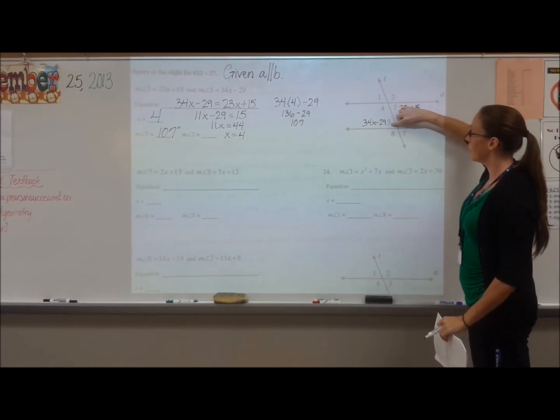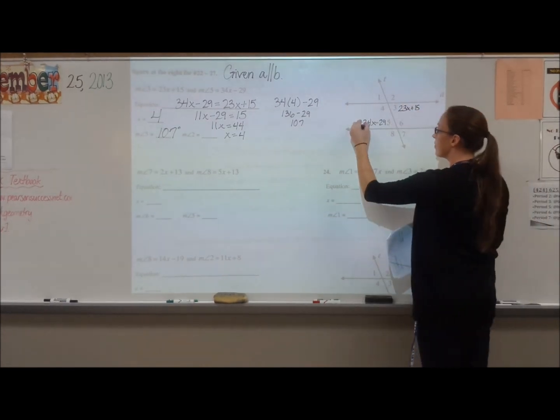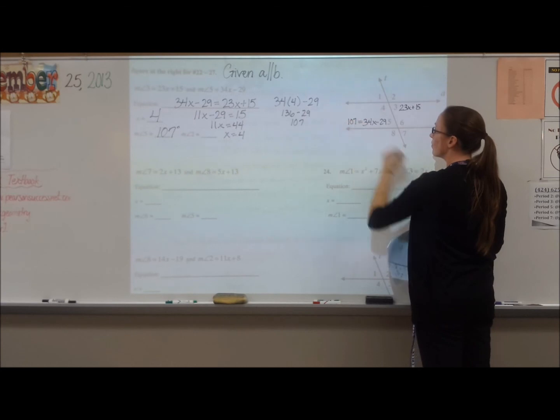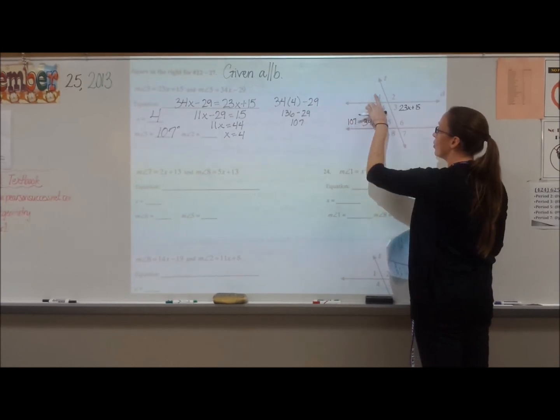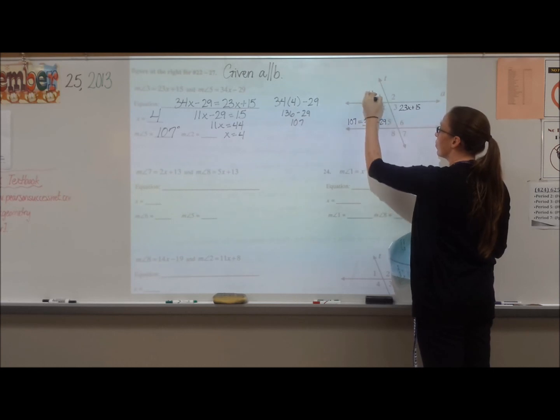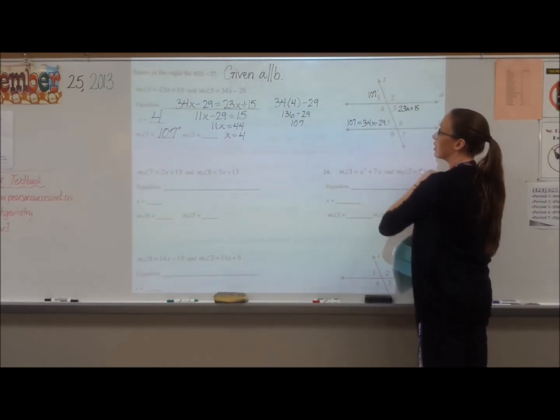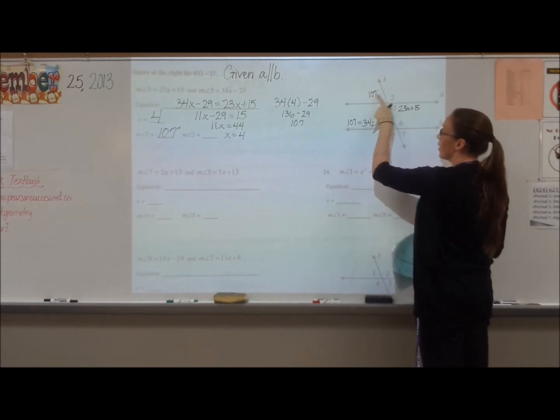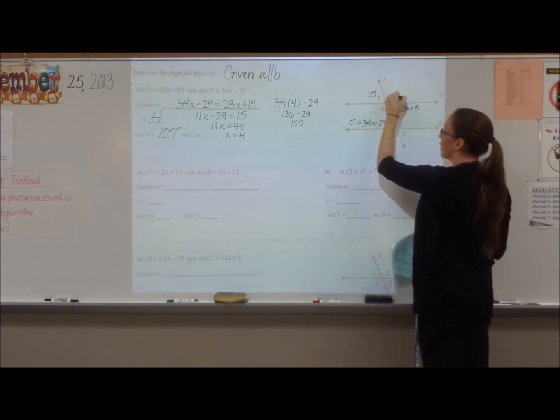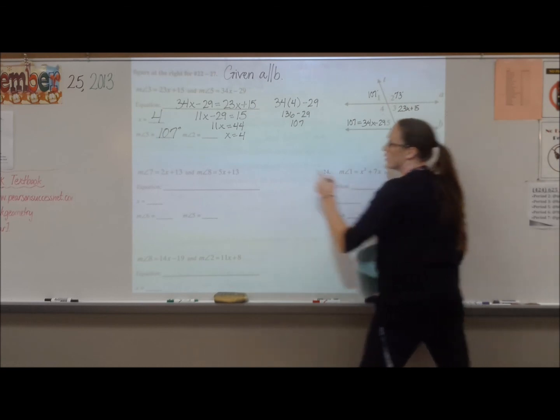Well, if this is 107, think about what angle 1 would be. You've got a set of corresponding angles. 107 up here as well. Angles 1 and 2 are linear. Subtract that from 180, and we're left with 73 degrees, the measure of angle 2.